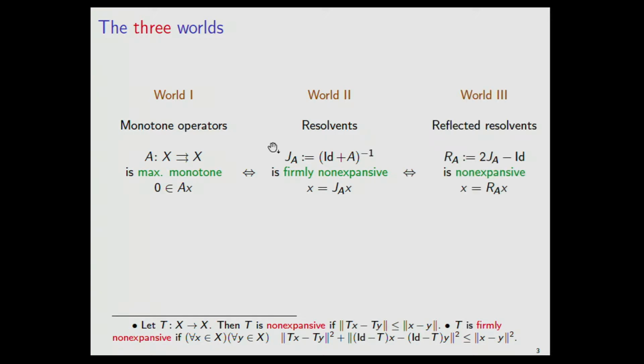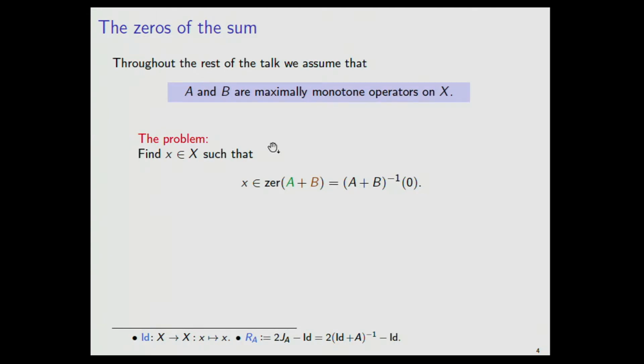And then there is the third world of the reflected resolvents: A is maximally monotone if and only if the reflected resolvent is nonexpansive. And they share the same fixed points as the resolvents, as we have seen in Jonathan Eckstein's talk. But from an iterative point of view, they are not very pleasant because nonexpansiveness is not enough to guarantee convergence. However, in this talk, we will focus on the third world. No wars. Just first world, second world, third world.